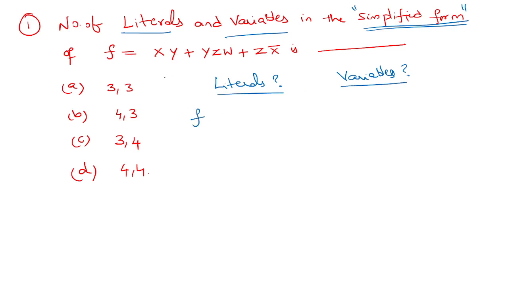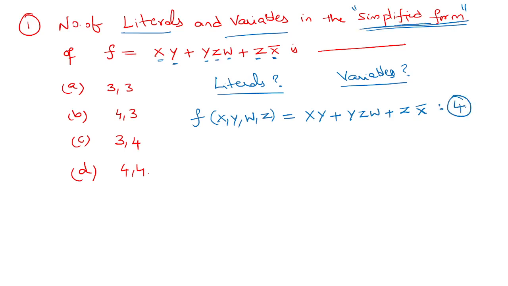And we already know, if you look at this f, you have x, y, z, w, z, x, right? Means I can write f as a function of x, y, w, and z. This is xy plus yzw plus zx bar. Looks like there are four variables. But the question here is the simplified form.